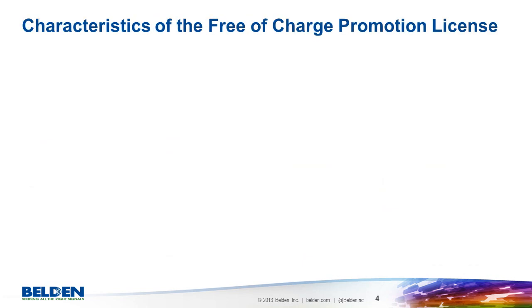If you download and install Industrial HiVision, it will run without a license for 30 days. After that period, it will stop working. A license is then required to keep using the software. Commercial paid licenses are available, but there is also a free of charge promotion license. The promotion license has the following characteristics.